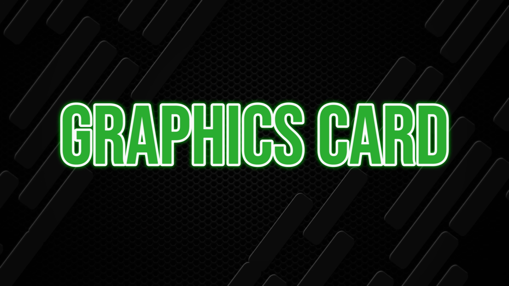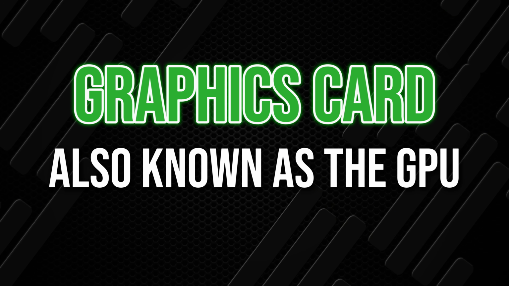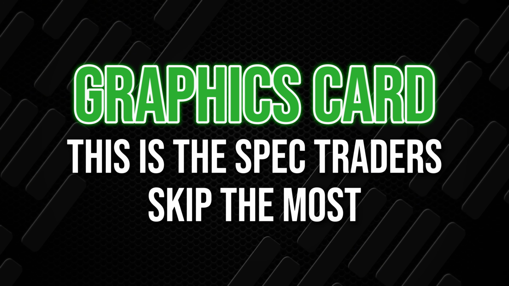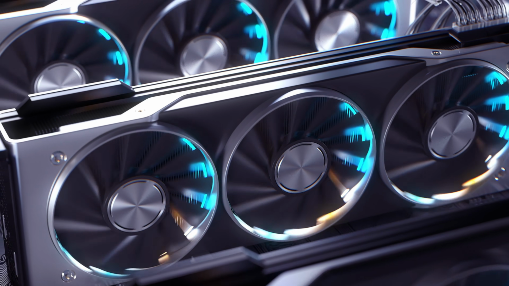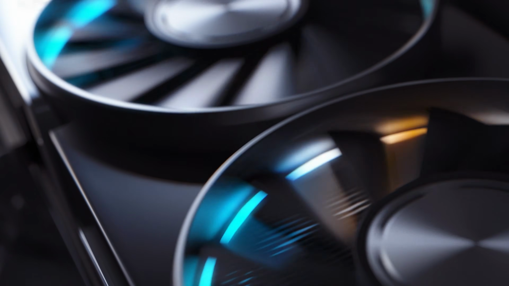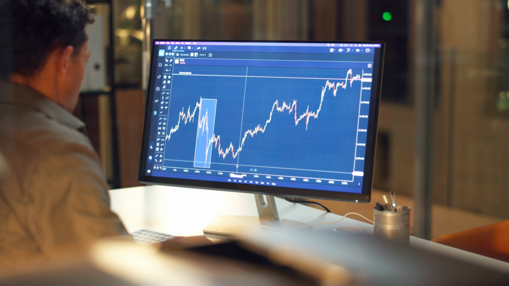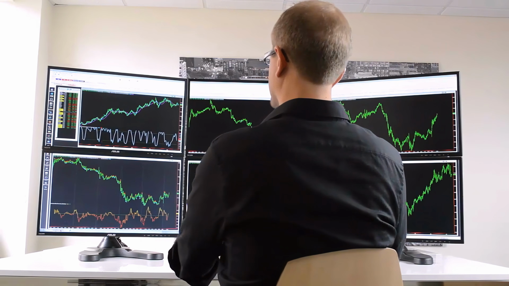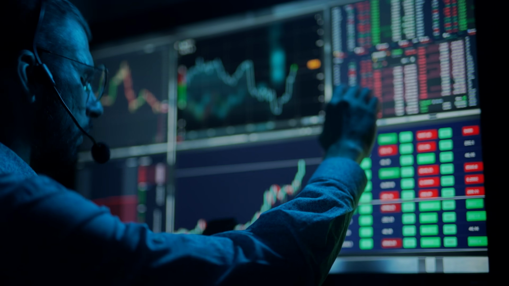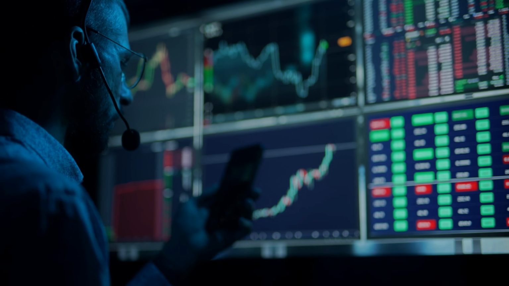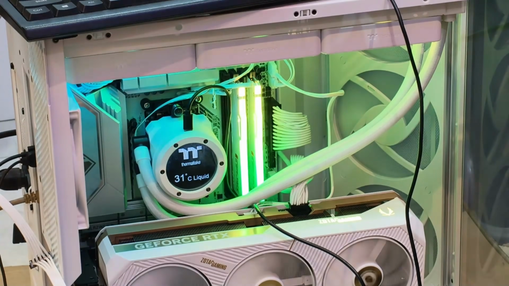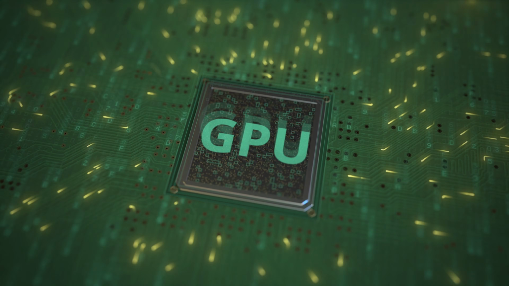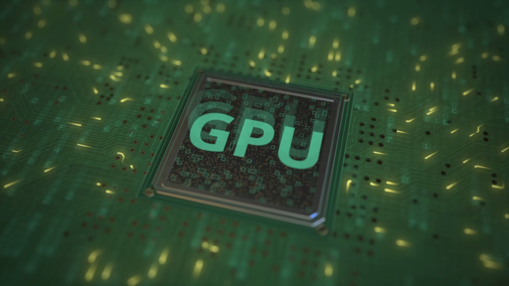Next up is the graphics card, also known as the GPU. This is the spec traders skip the most. Your graphics card matters more than you think. ThinkorSwim especially leans hard on the GPU to render all those charts smoothly. When you've got 6 charts open across multiple monitors, a weak GPU turns your setup into a slideshow like PowerPoint. NinjaTrader's charting engine also benefits from a dedicated graphics card. You don't need a gaming monster that costs $1,800, but you definitely need more than the integrated graphics card that comes built in on the processor.